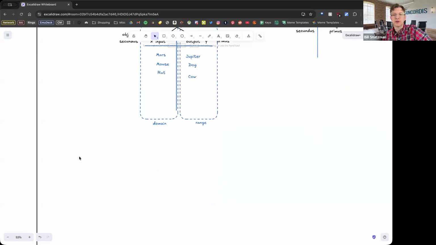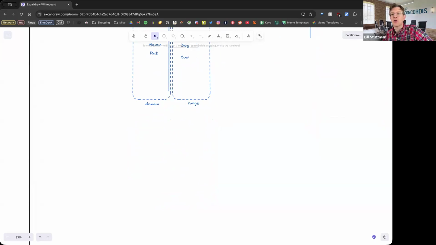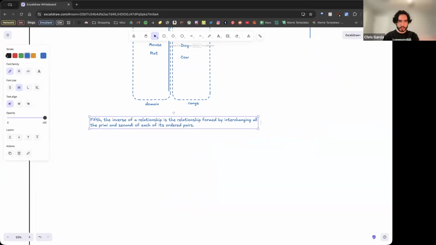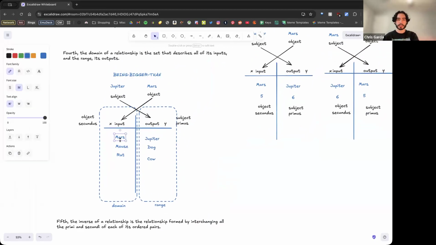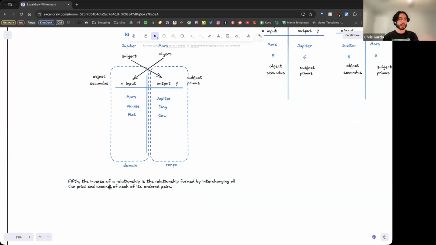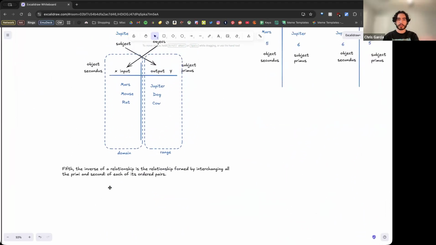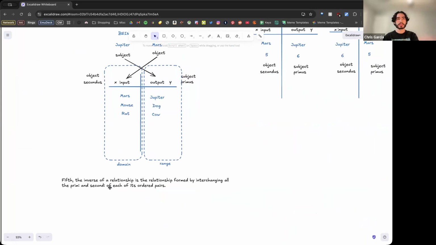Fifth, the inverse of a relationship is the relationship formed by interchanging all the primi and secundi of each of its ordered pairs. Okay. Something really cool here is I typically intuit that the ordered pairs are given rise by calling out a relationship. Even the way we did this, we said being bigger than, and then we started listing ordered pairs where that relationship applies. But the actual construction is like the ordered pairs that give rise to the relationships. When we interchange all the primi and secundi, that makes the inverse of the relationship.